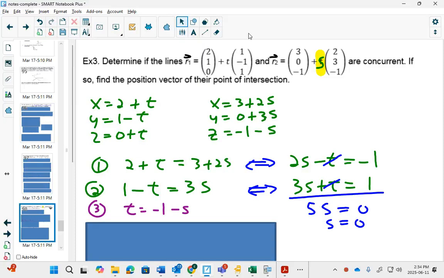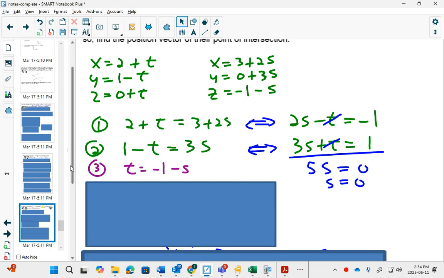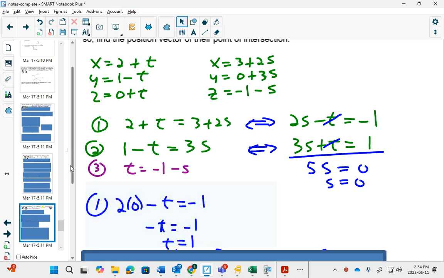So if I took equation 1 and equation 2, I could figure out that s should be 0. From getting s equals 0, I could plug that in into either one of those equations, and I could figure out that t has to be equal to 1. But just because you figured out what s is and what t is in those first 2, there's still a possibility these lines could be skewed.